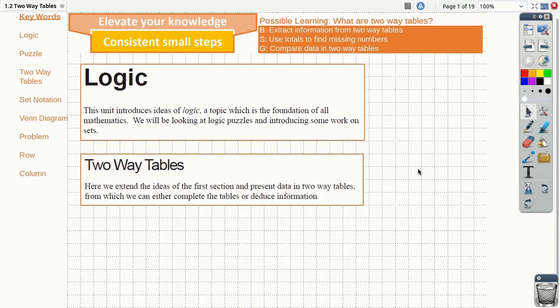This unit introduces ideas of logic, a topic which is the foundation of all mathematics. We will be looking at logic puzzles and introducing some work on sets. Here we extend the ideas of the first section and present data in two-way tables, from which we can either complete the tables or deduce information.